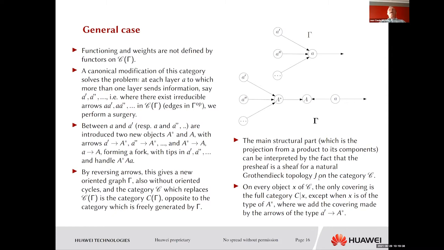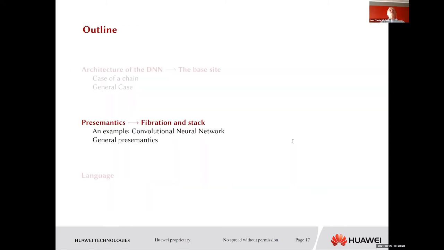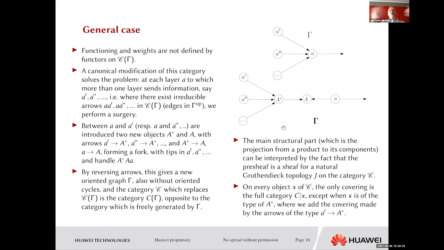And now the main structural part, so that means the projection from a product, the product of A prime, A second, et cetera, to its component, can now be interpreted by the fact that this presheaf becomes a sheaf for a natural Grothendieck topology J. And in fact, on every object X of this new category, the only covering will be the full slice category C on X, except if X is of the type A star, where in this case we have the covering made by the arrows of the type A prime towards A star, or A second towards A star, etc.